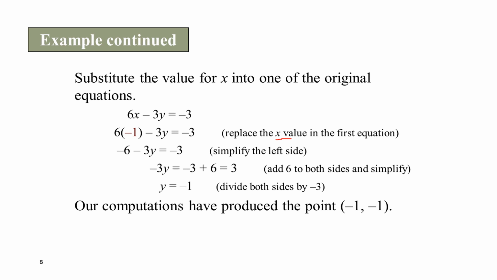So we are going to transpose. Negative 3 plus 6... we have negative 3y equals 3. When you transpose to the other side, of course, the sign also changes. So we have y equals negative 1, dividing both sides by negative 3. Our computations have produced the point negative 1, negative 1. Alright, next.